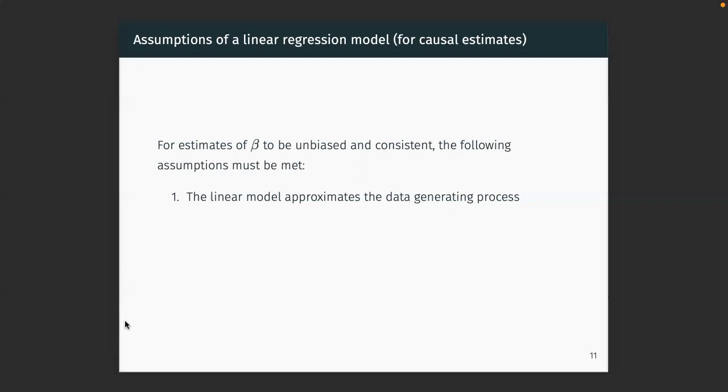Okay, so for those two things, the linear model must approximate the data generating process. This sounds kind of funky, but all this means is that the true relationship between y and x must follow a line, right? That is, x and y must be related to each other in a linear fashion. We'll talk more about what this means in a little bit. But that's a strong assumption, right?